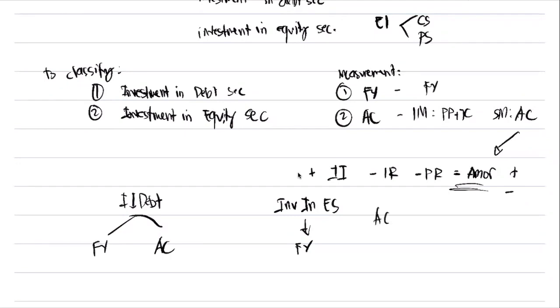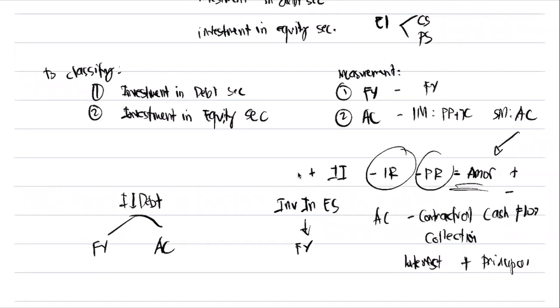Because guys, amortized cost pertains to the contractual cash flow collections, particularly on the collection of your interest and the collection of your principal. Kaya nga, meron tayo dito, less interest received, less principal repayment. So those are the contractual cash flows that we collect, interest and principal. And by that, you can amortize it over the life of the investment or the bond. So what we do here is the carrying amount versus the face amount, and whatever is the difference will be amortized over the life of that particular investment.